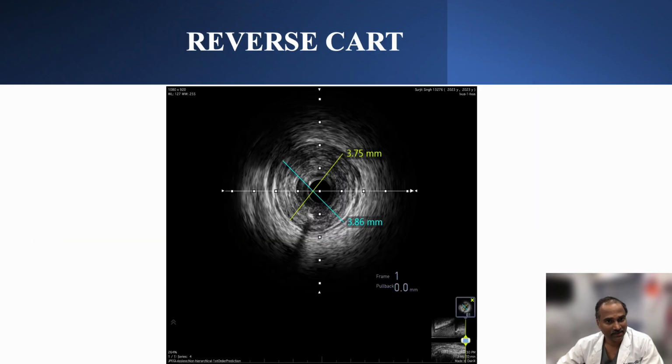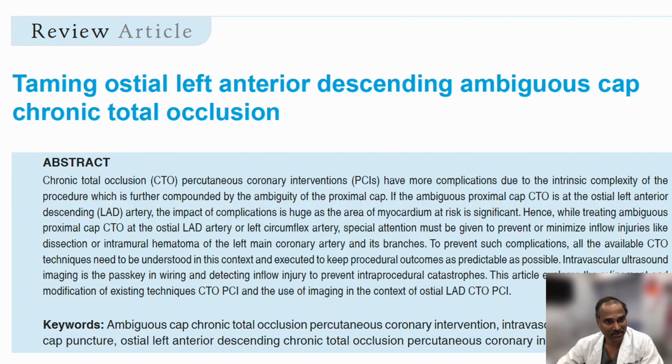So that's when I decided to go ahead with a reverse CART beyond the diagonal. We took a size of the vessel, so it's almost like 3 point something. So we can take a 3 mm and do a conventional reverse CART, and you can go through this article of mine wherein we formulated certain principles in ambiguous cap CTO, how to choose the side of the reverse CART to not lose side branches at the proximal cap.